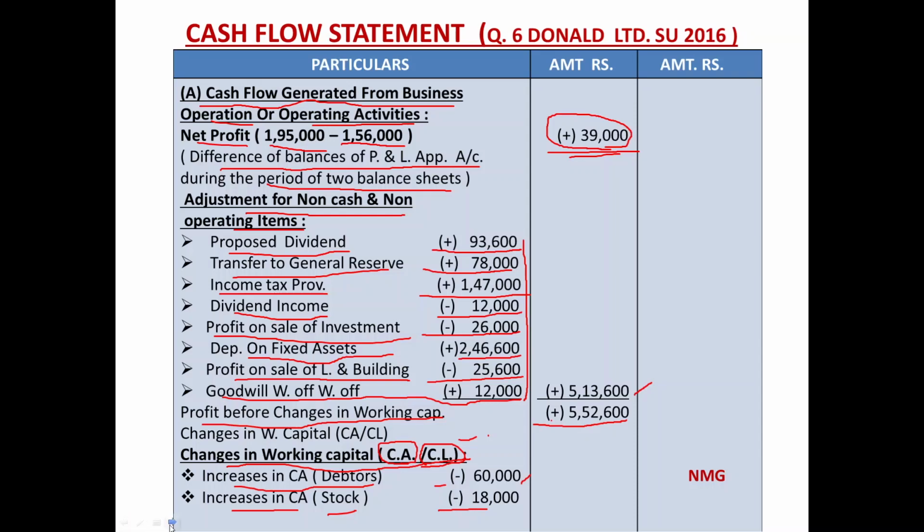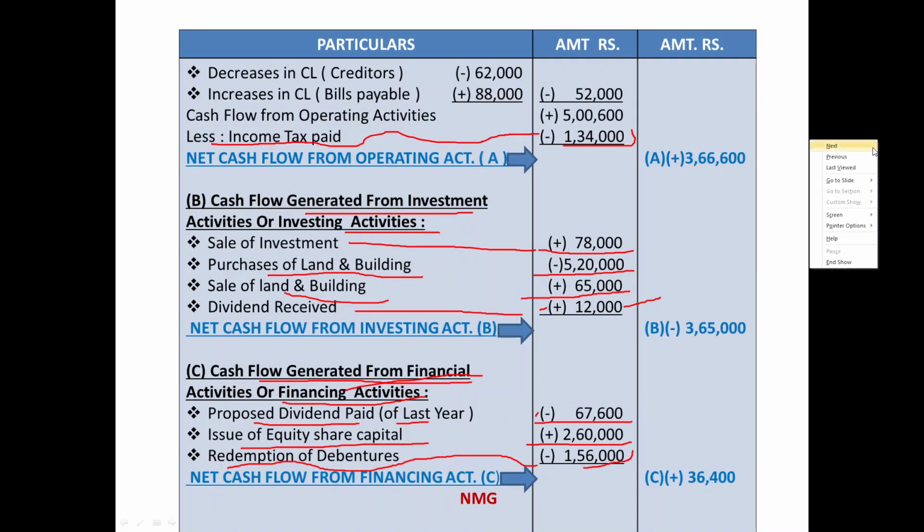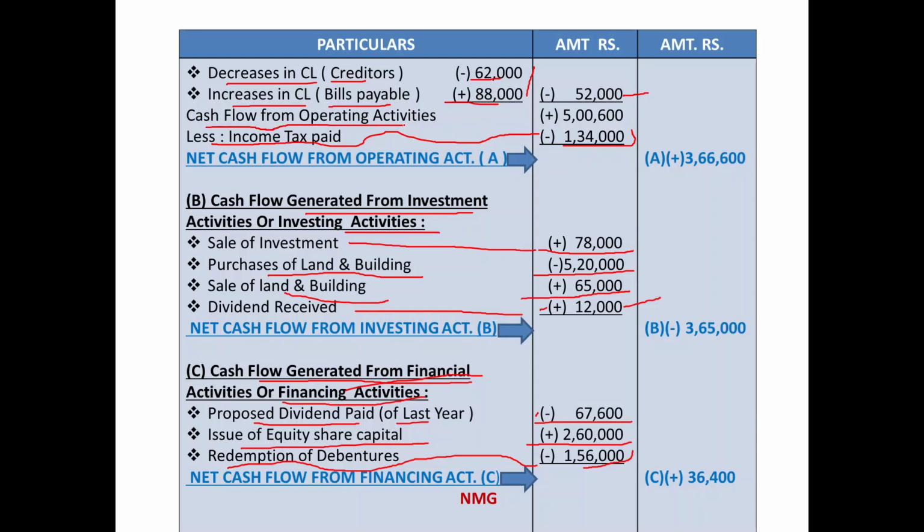And now two items of current liabilities, namely creditors. Decrease is in CL. Creditors, decrease is the cash flow, minus 62,000. Increase is in CL, namely bills payable, plus 88,000. Net impact of these four items of CA and CL minus 52,000, and that gives the answer of cash flow generated from operating activities plus 5,600.